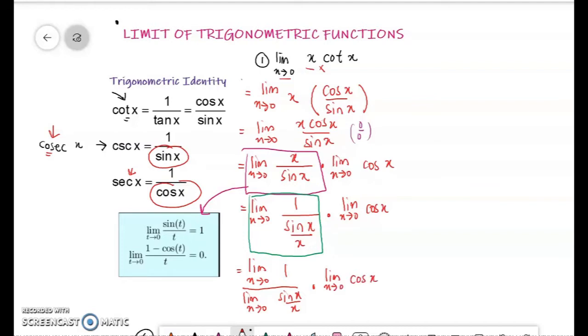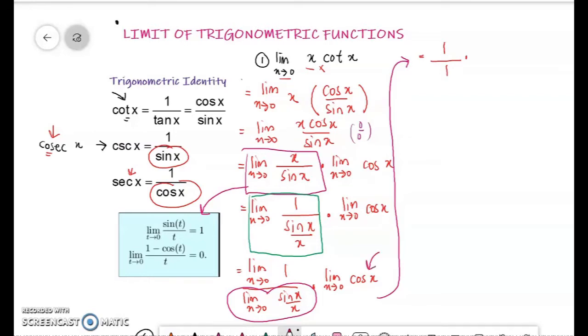Now we can simplify all of this. Limit x approach to 0 of 1 will be 1. How about this part? It will be equal to 1, so this is 1 over 1. How about we substitute 0 for x in cos x? What you get is 1, isn't it? Yes, 1. So your final answer will be 1. This is your final answer.